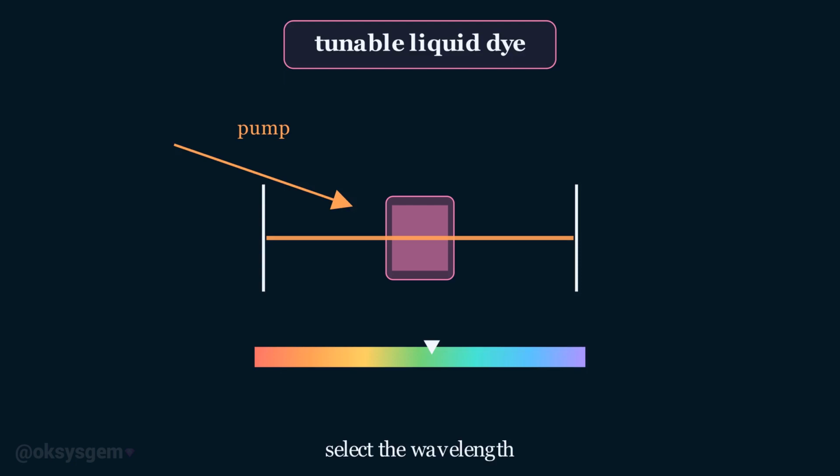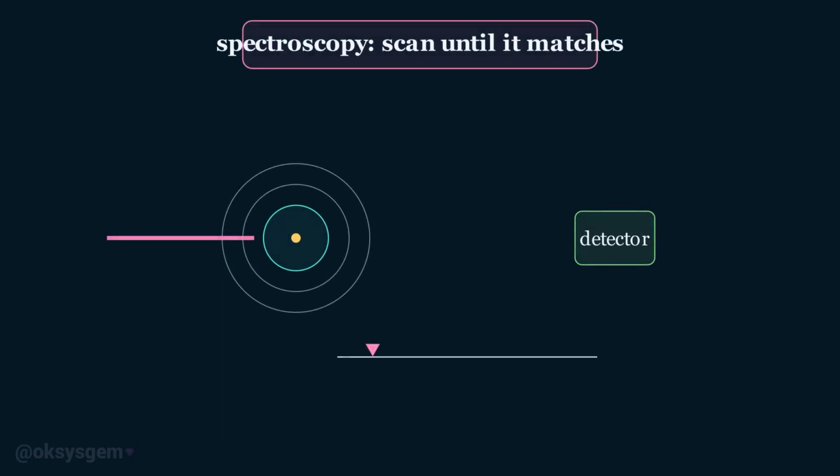This makes them extremely useful when an experiment requires a very specific color of light. In spectroscopy, for example, scientists study how atoms and molecules absorb particular wavelengths. A tunable laser can gradually scan across different wavelengths until it matches an exact atomic or molecular transition. Different dyes cover different wavelength ranges, so changing the dye can extend the available spectrum even further.